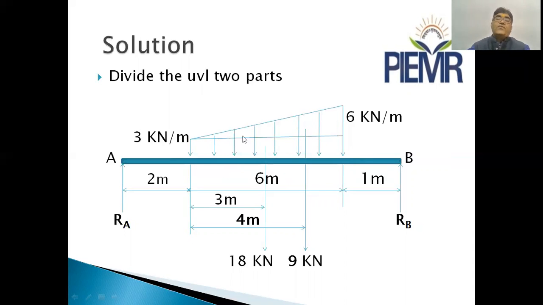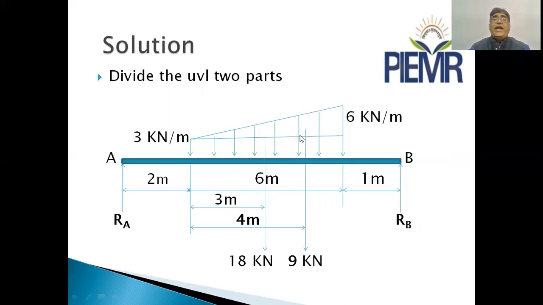And the center of the triangle, as you know from the CG topic you have studied, the CG of the triangle lies 1/3 from the base and 2/3 from the apex. Applying this concept, I have shown here the CG of both the triangle and rectangle. Here, the total UDL is concentrated at this point, and the point load comes out to be 18 kilonewton. How, I will be explaining in my next PPT.